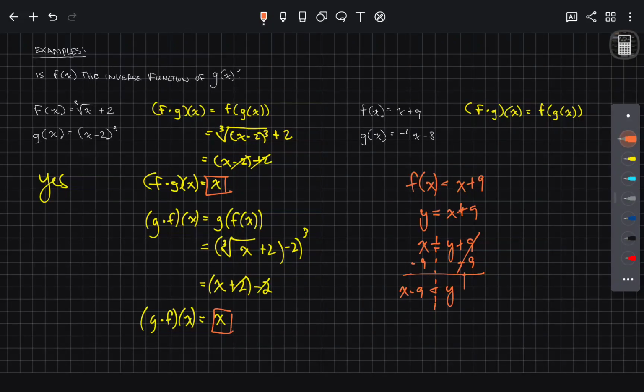Now what you can see here is y equals x minus 9. Is that the other function? No, the other function is negative 4x minus 8. So the answer to this one would be no. These are not inverse functions of each other.